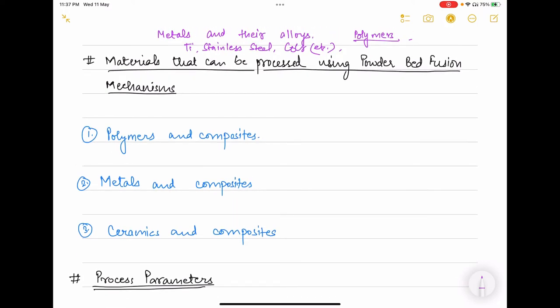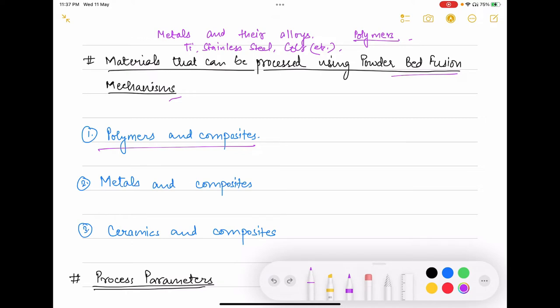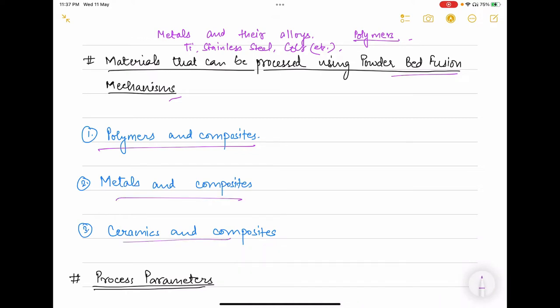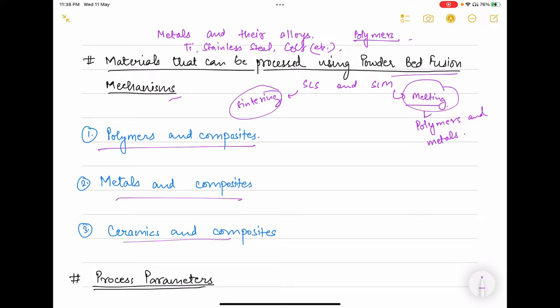So what are the materials that can be processed using different powder bed fusion mechanisms? They are polymers and their composites, metals and their composites, ceramics and their composites. So we have SLS and SLM. One is selective laser sintering, another is selective laser melting. For melting, we can have polymers or metals, because it is really hard to melt ceramics because of extremely high melting temperatures. But for SLS, different materials can be used such as polymers and composites, then metals and their composites, and then ceramics and their composites.